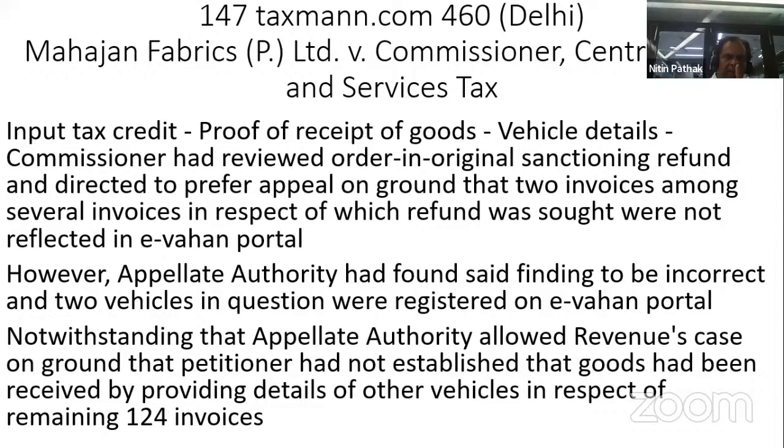Now, Mahajan Fabrics versus Commissioner of CGST. Input tax credit, proof of receipt of goods, vehicle details. The Commissioner reviewed the order sanctioning the refund and directed to prefer an appeal on the ground that two of the invoices of the sellers in respect of which refund was sought were not reflected in GSTR-1. However, the appellate authority found that finding to be incorrect and that the vehicles in question were registered with the E-way bill portal. Notwithstanding the above, it allowed the revenue's appeal on the ground that the petitioner had not established that the goods had been received, by providing the details of the vehicle.